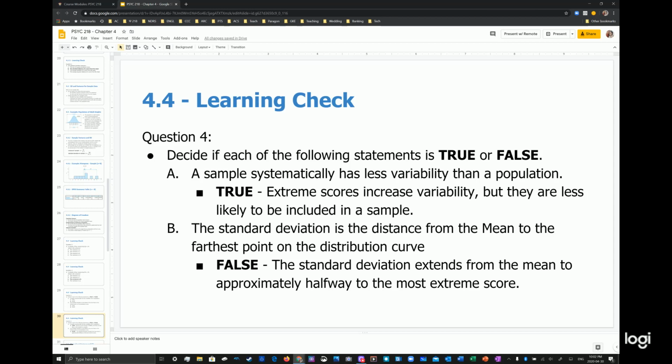For B, no, that's not what the standard deviation is. The standard deviation is not to the furthest point in the distribution curve.